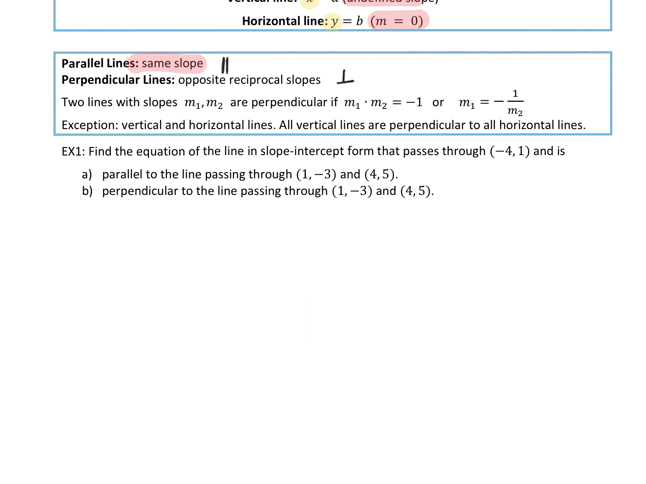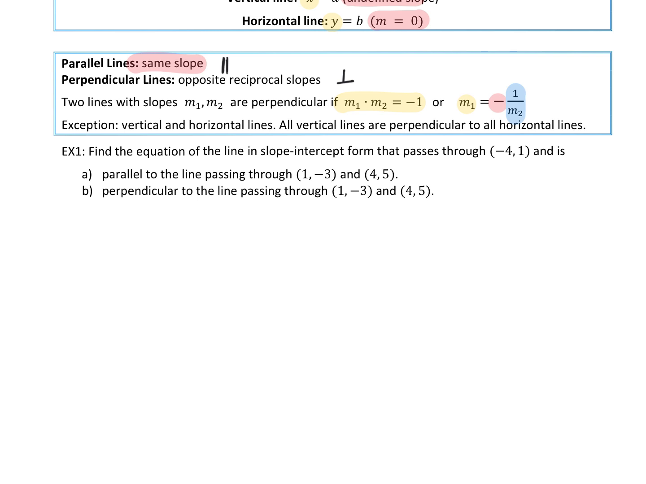So two lines that have the slope m sub 1 and m sub 2 are perpendicular if m sub 1 times m sub 2 is equal to -1, or the slope of one is equal to the opposite reciprocal of the other. What does that mean? Well, if the first slope was 2 over 3, a perpendicular slope to that would be opposite. So what's the opposite of a positive 2/3? It's a negative 2/3. And then the reciprocal of that, you just flip the fraction, 3 over 2. So that would be perpendicular, opposite reciprocal slopes.